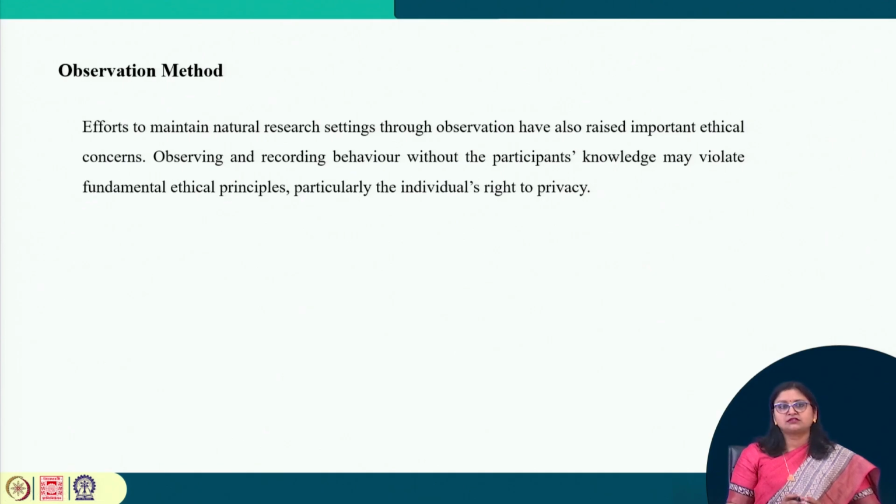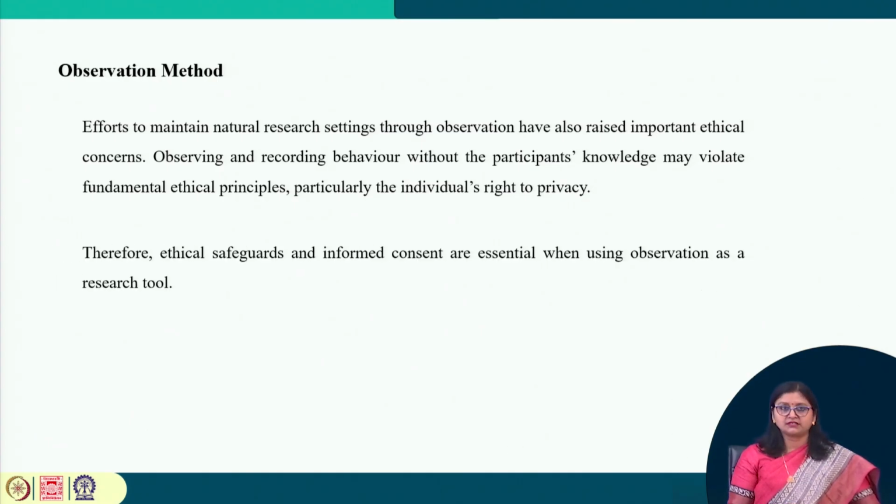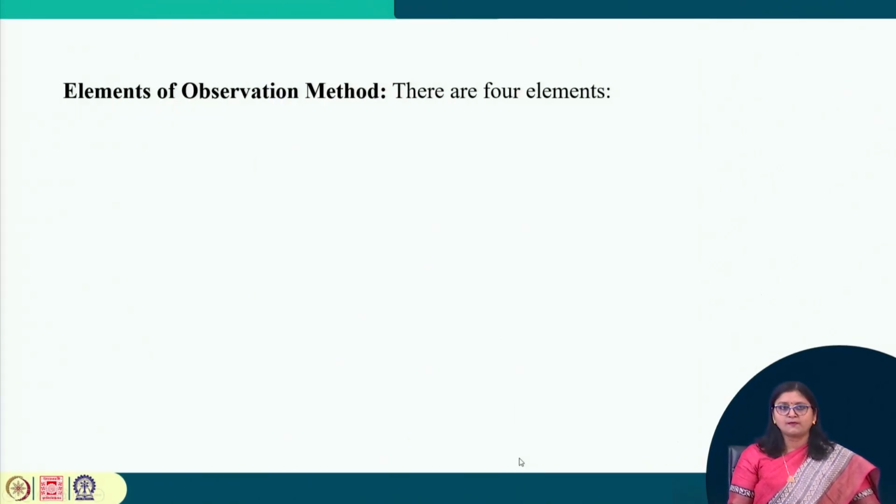So, this effort to maintain the natural research settings through observation has also raised important ethical concerns. Observing and recording behavior without the participants' knowledge may violate the fundamental ethical principles, particularly the individual's right to privacy. Therefore, ethical safeguards and informed consents are essential when using observation as a research tool.